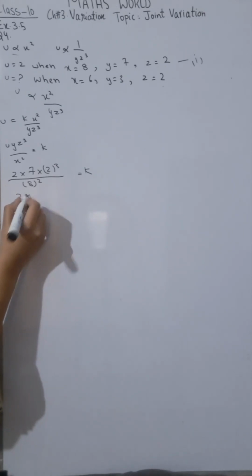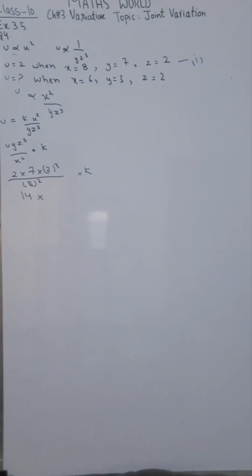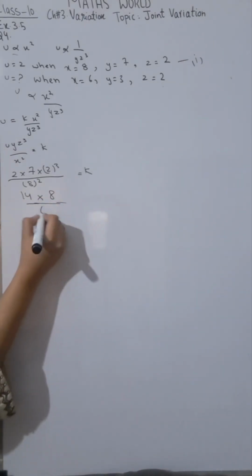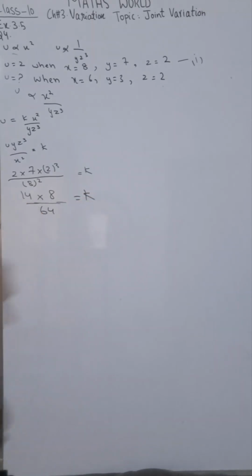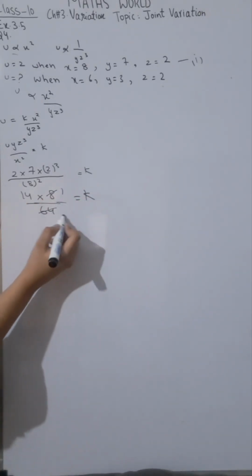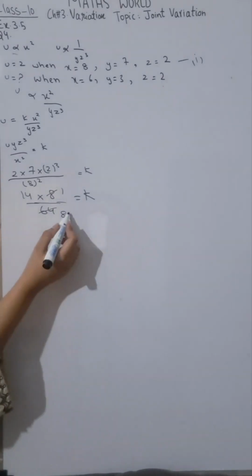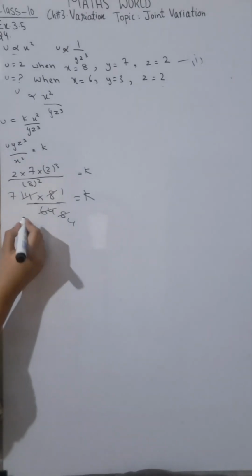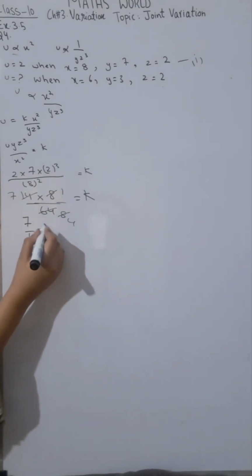So 2 multiplied by 7 is 14, multiplied by 2 cube which is 8, and 8 square is 64, that is equal to k. Now simply, 8 ones are 8, 8 8s are 64, 2 4s are 8, 2 7s are 14. So 7 by 4 is the value of k.